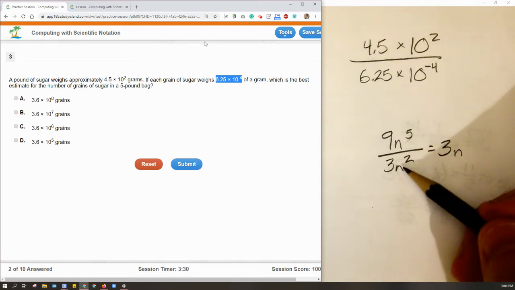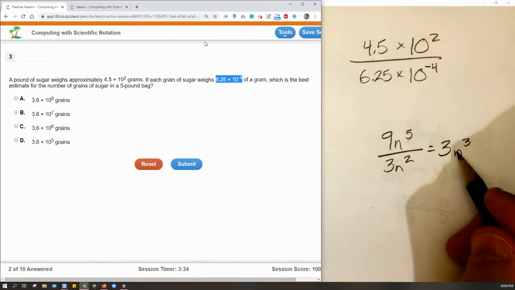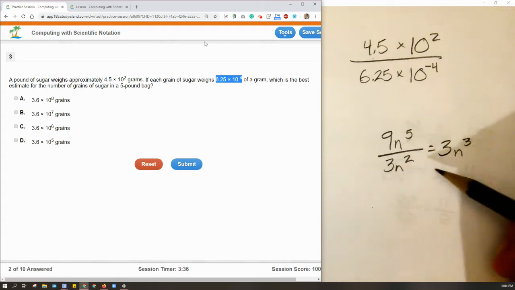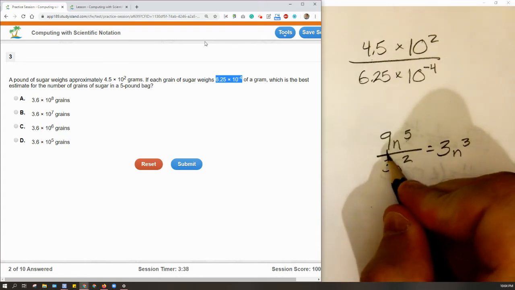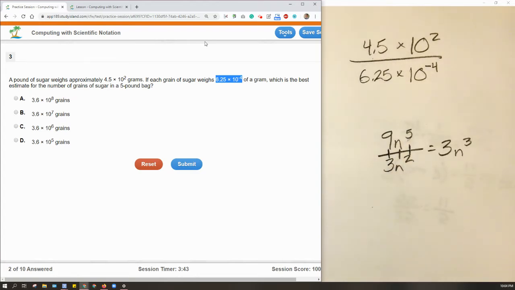2 of the n's on top cancel out with the 2 n's on the bottom, and we're left with 3 n's on top, so n cubed. So 3n cubed. So what's the shortcut? Divide the coefficients, keep the base, and subtract the exponents. Well, that's what we're going to do here.